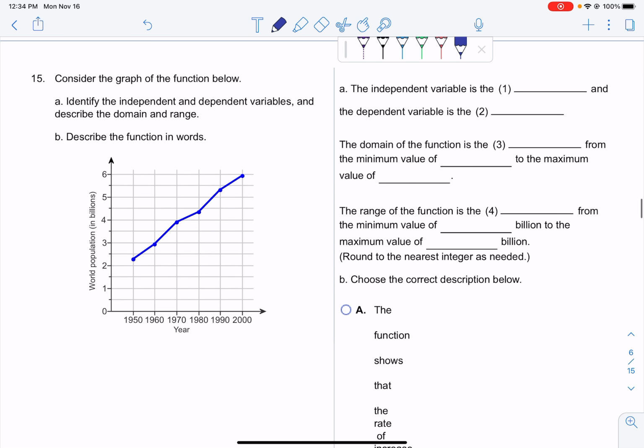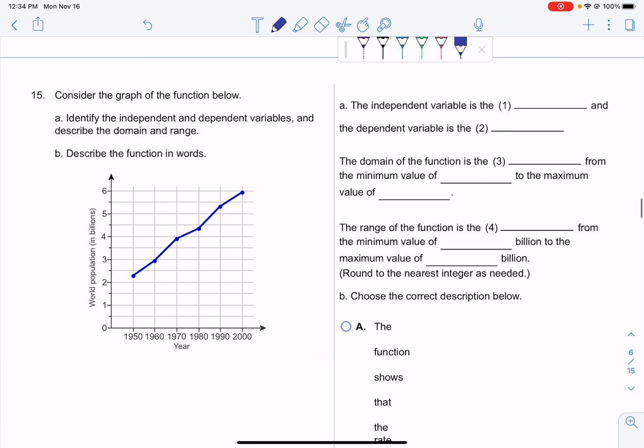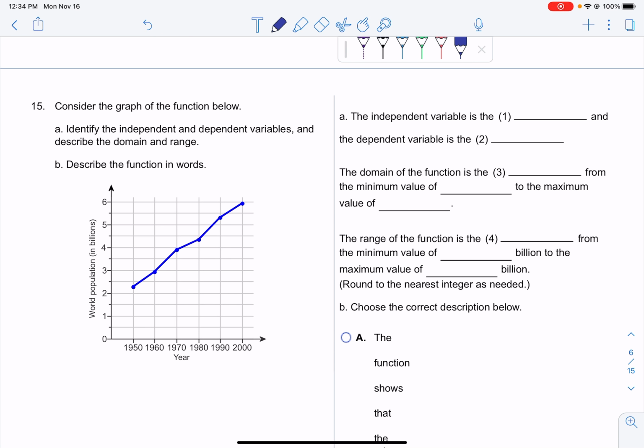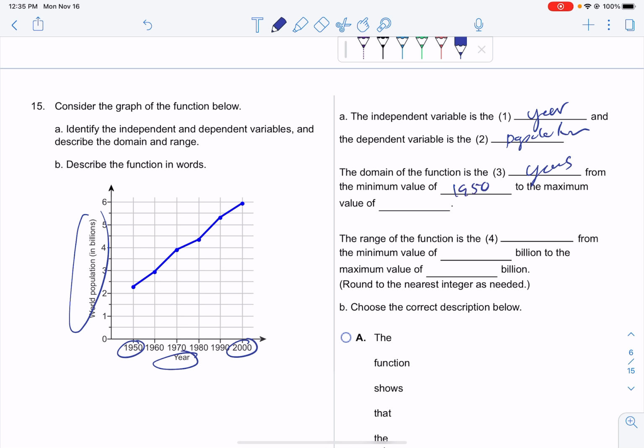Okay, 15, consider the graph. Identify the independent and dependent. So the independent variable is the one here on the bottom, so years. Dependent variable is the one on the side, so that's the population. The domain of the function, it goes across the bottom. So from 1950, so it's the years from 1950 to a maximum of 2000.